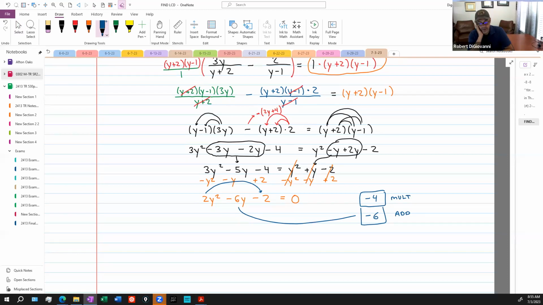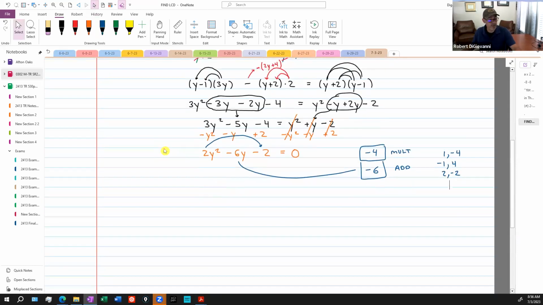I can't come up with two numbers that do that, right? The only thing I have is like 1 and negative 4. I can do negative 1 and positive 4, but those two numbers don't add up to be negative 6. I can do 2 and negative 2. That's about it. And nothing there adds up to be negative 6. So AC method's not going to work.